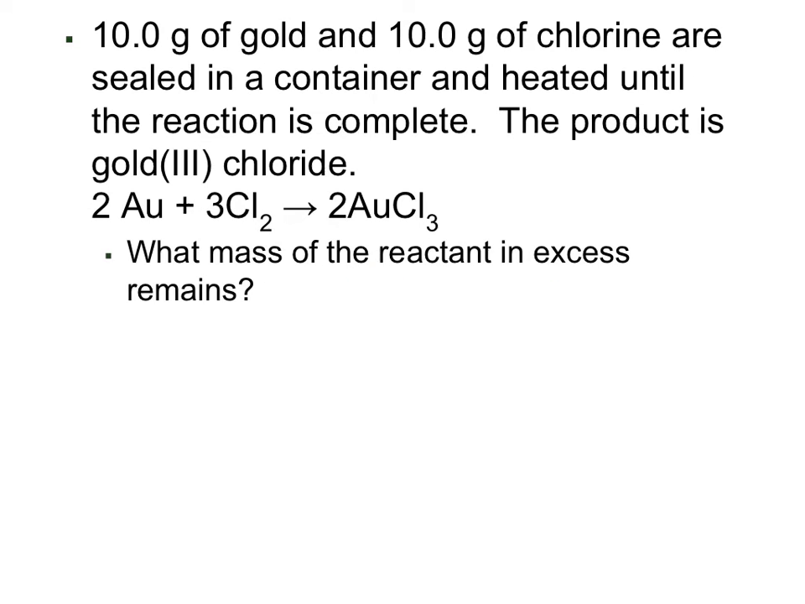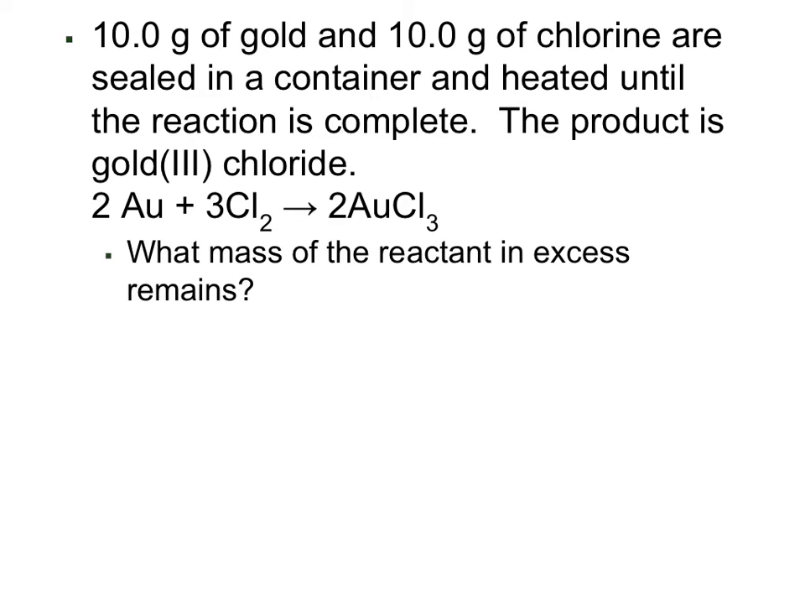Lastly, we want to calculate how much of our excess reactant remains in our reaction. We found that gold is our limiting reagent in this reaction. Therefore, chlorine is our excess reagent, and some of that is going to remain behind. In order to find out just how much, we're going to have to backtrack. We're going to use the amount of gold 3 chloride that was formed to calculate how much chlorine was actually used in the reaction. We can then subtract that from the amount of chlorine that we started with to find out how much we have left.